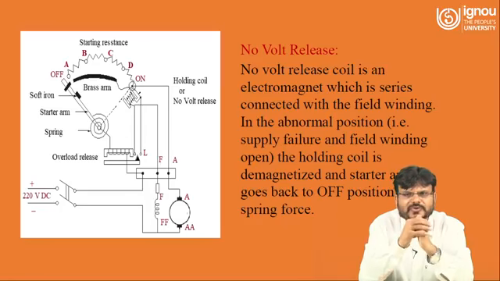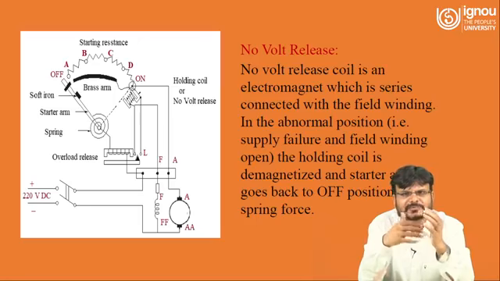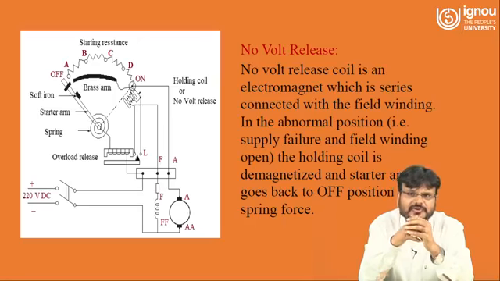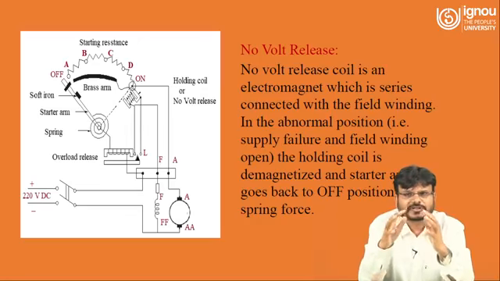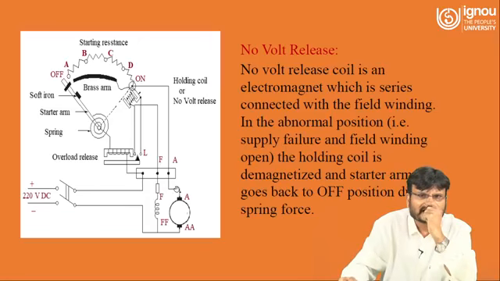And what is the abnormal condition? That is when there is a supply failure, or when the field winding is open, the holding coil is demagnetized and the starter arm goes back to the off position due to the spring force. Suppose there is an open circuit, or a short circuit, or it is blown out. By any means, suppose this circuit is open, so what will happen?